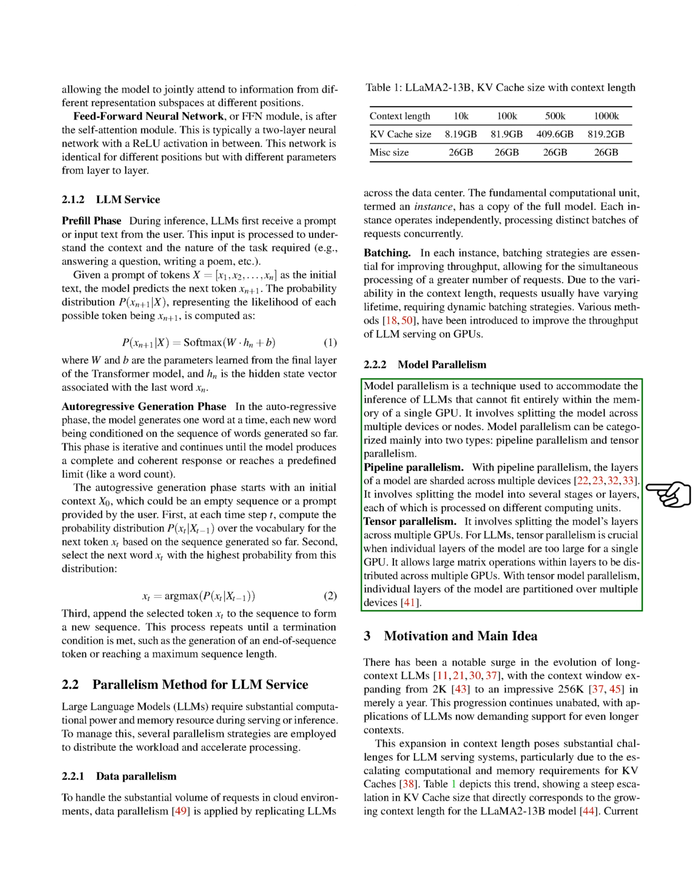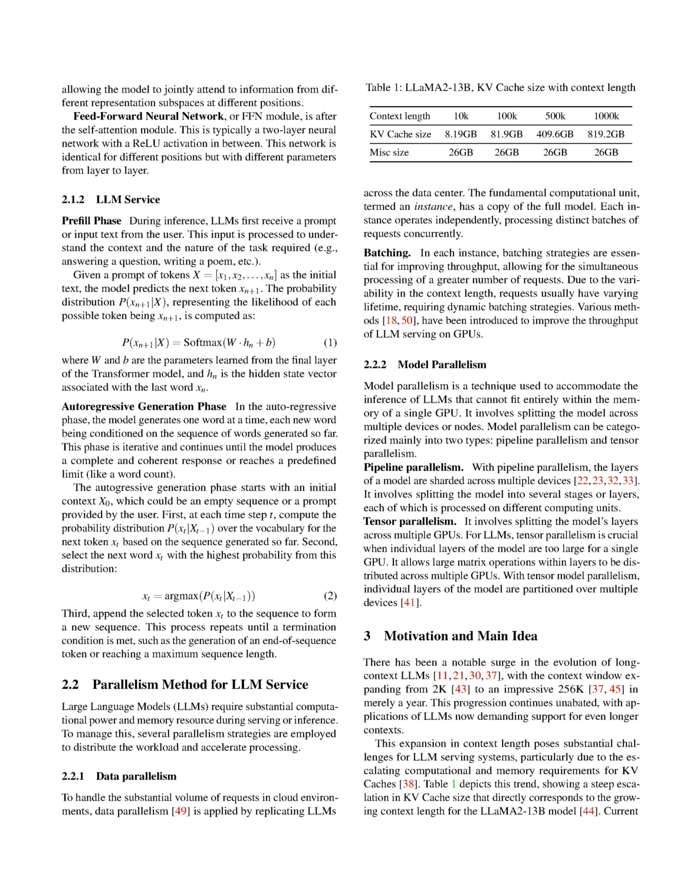This can be done in two main ways: pipeline parallelism, where the layers of a model are split across multiple devices, and tensor parallelism, where the model's layers are split across multiple GPUs. This is particularly important for LLMs when individual layers of the model are too large for a single GPU.